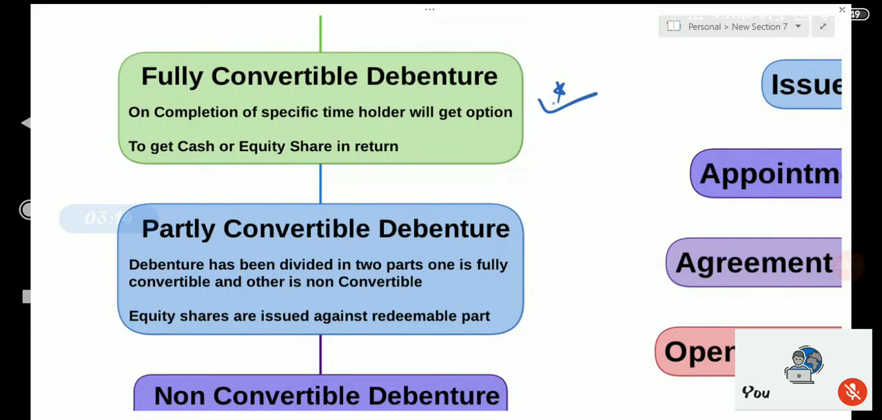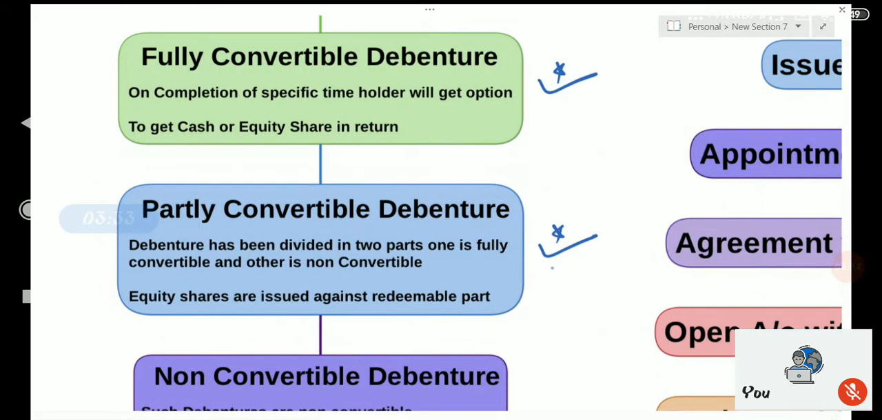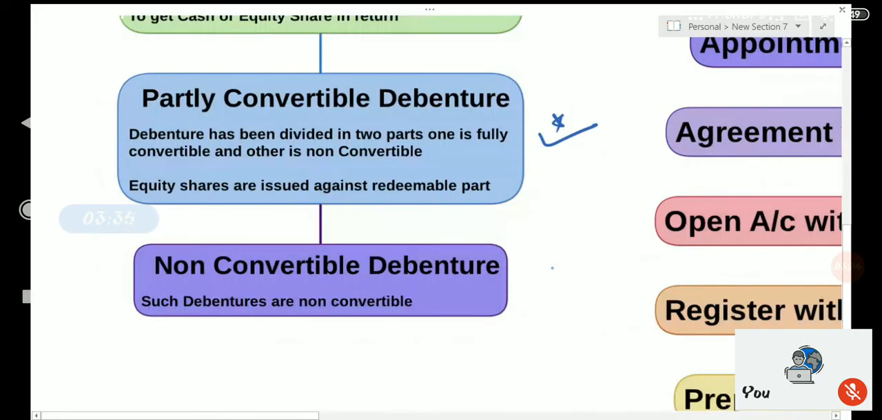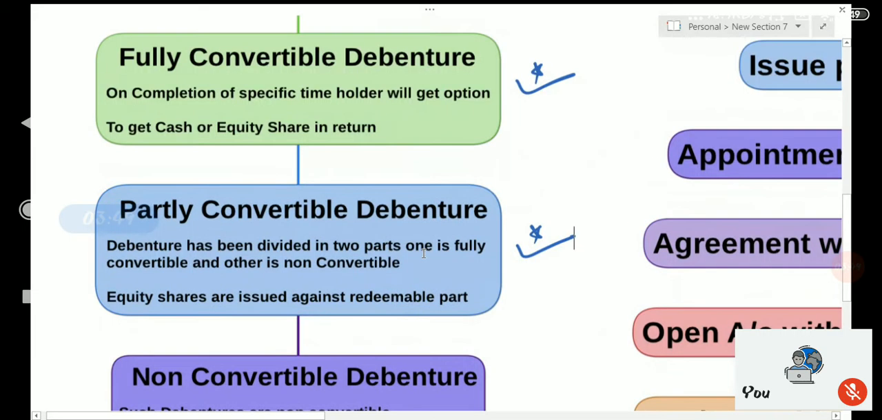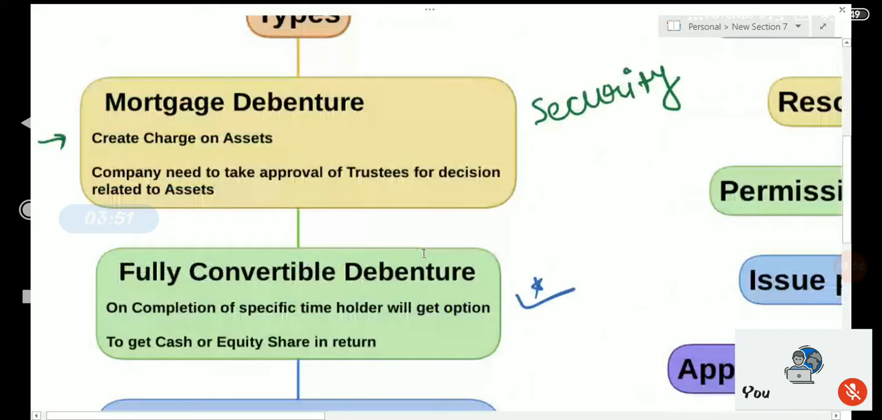So all those debenture holders who want to take risk but don't want to take much risk will prefer such kind of debenture. If they have a debenture worth rupees 1 lakh, then at such point of time they can get 50,000 rupees in cash and another 50,000 will be converted into equity. Non-convertible debenture: there are some debentures which will never get converted irrespective of any time. Okay, so at the time of redemption they will definitely get cash. At the time of redemption the debenture holder will get the cash. Okay, so basically these are the four types of debenture.